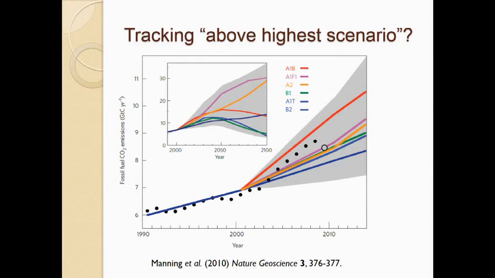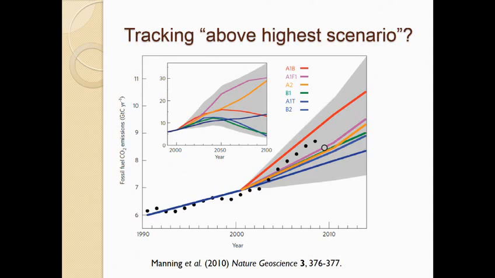This is from a few years ago because when we were dealing with the SRES scenarios, the same statements were being made. We were tracking above the A1FI scenario. Anyone remember A1FI? Yeah? Oh, good.